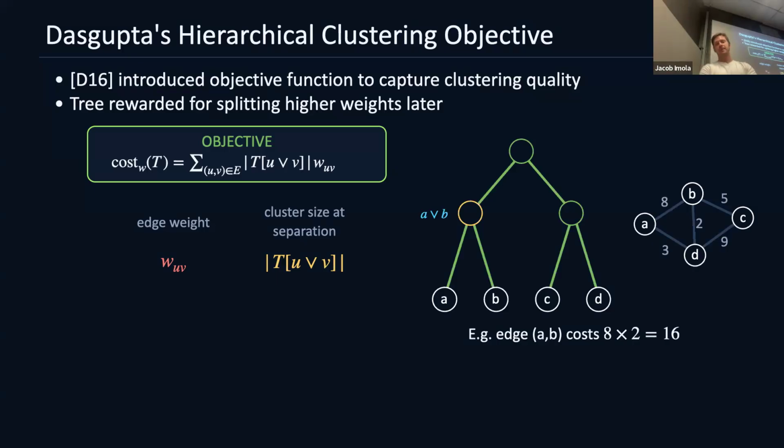So for an example, if we go back to that example graph and consider how much edge AB is being charged, you would consider the least common ancestor of A and B in the tree. You would see that there are only two vertices when they were cut, so they're going to be charged 2. So that edge will cost 8 times 2.